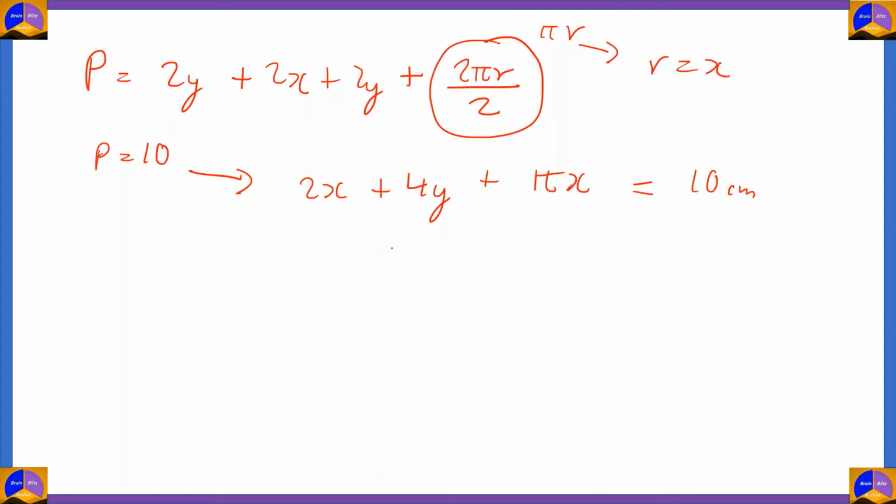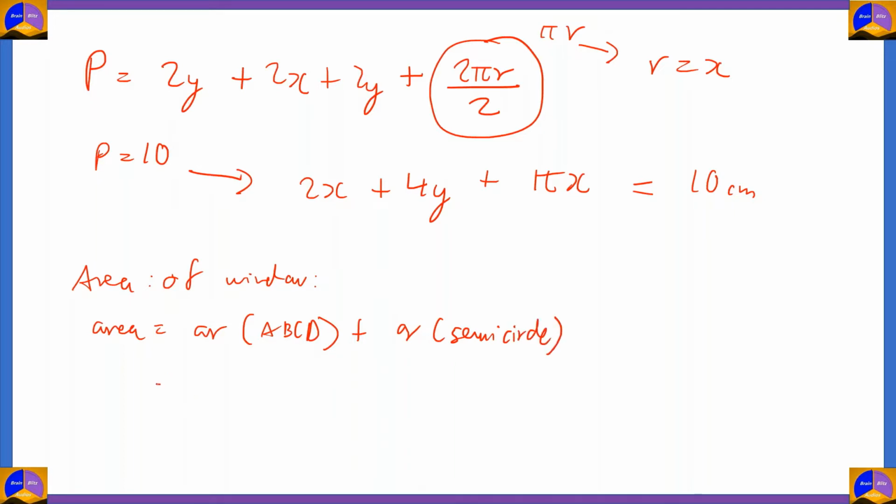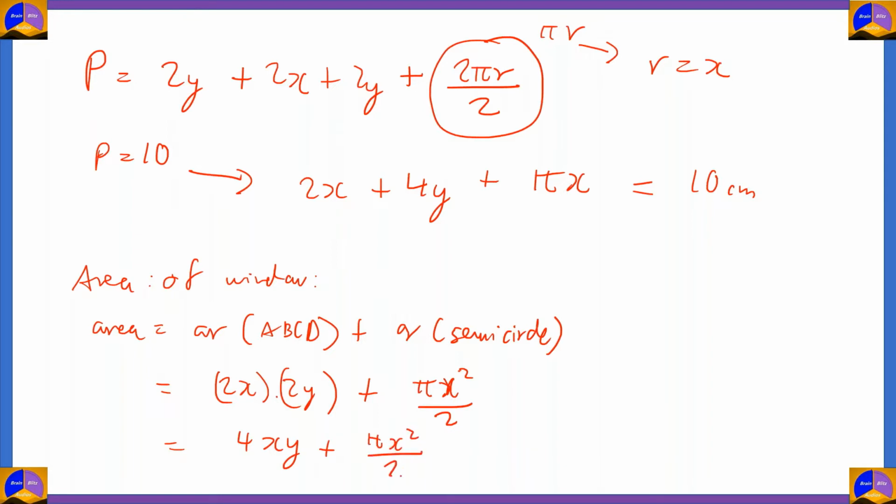Now, we need to find the area of the window. So the formula for area is area of the rectangle ABCD plus the area of the semicircle, which will be equal to length into breadth in the case of the rectangle plus pi r square by 2 in case of the semicircle. So our area will be equal to 4xy plus pi x squared by 2.